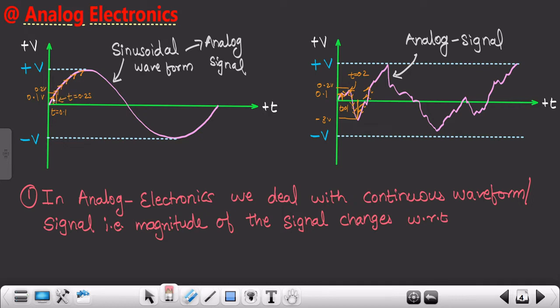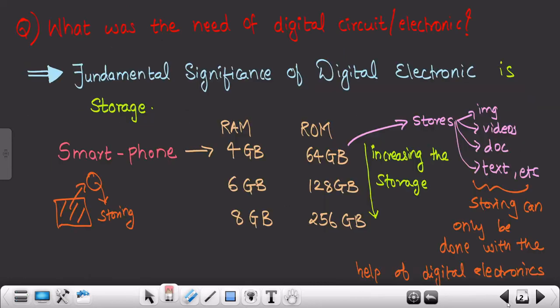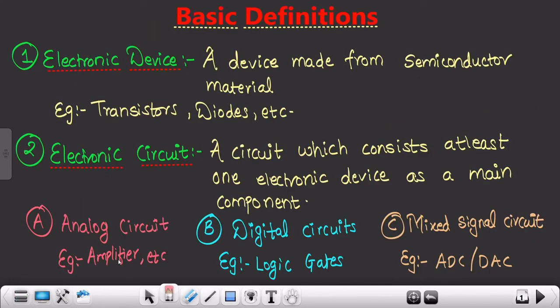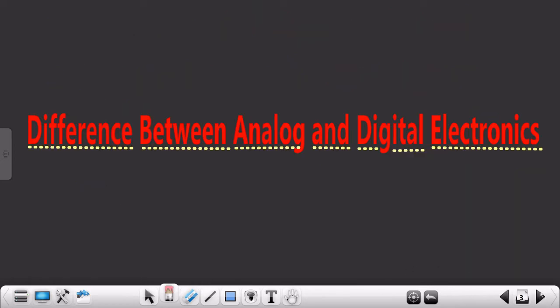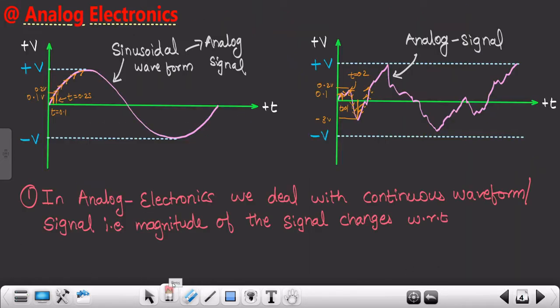Okay, I hope you understood this particular thing. And as I told you in the previous sessions, examples of analog electronics or circuits are amplifiers, rectifiers, etc. So I'm not writing them over here. And the second point is that analog electronics is used for processing the analog signals, right?